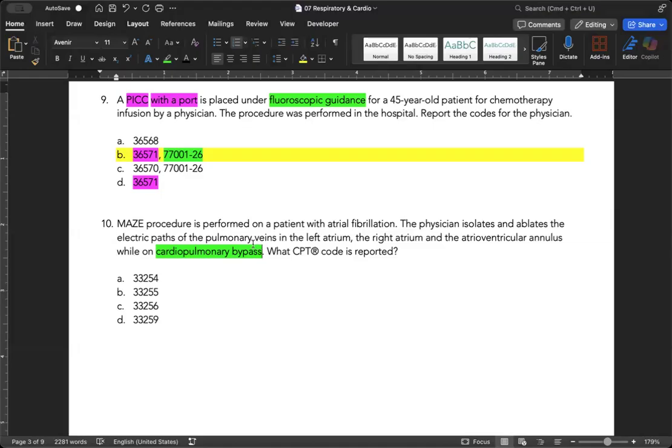And then we did ablation and reconstruction of the atria, and then the atrioventricular. So it's going to be our 33256. Because it's our maze procedure. So that's our other indication. And then with our cardiopulmonary bypass.